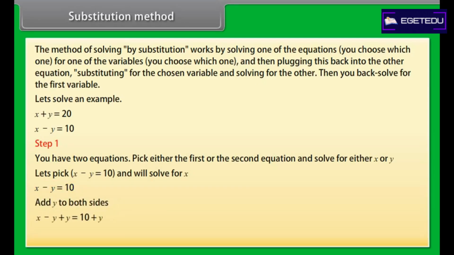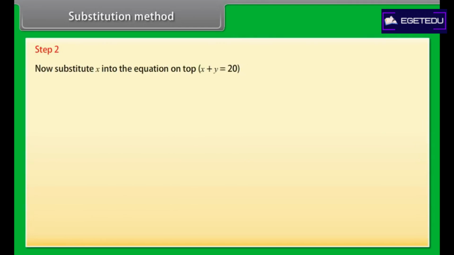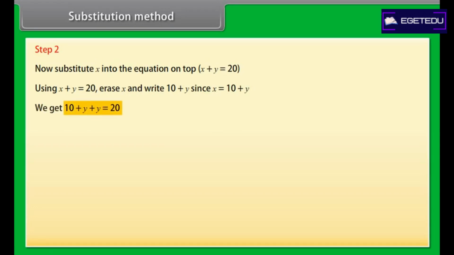x plus y is equal to 20. x minus y is equal to 10. Step 1. You have two equations. Pick either the first or the second equation and solve for either x or y. Let's pick x minus y equals 10 and we'll solve for x. x minus y equals 10. Add y to both sides. x minus y plus y equals 10 plus y. x is equal to 10 plus y.